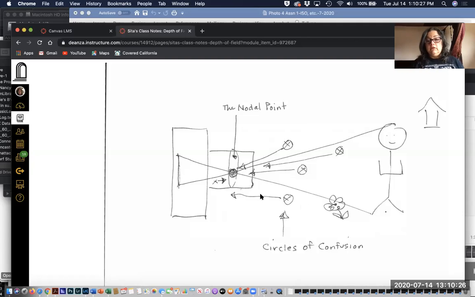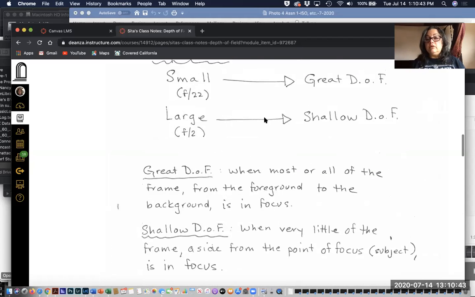You do not have to memorize this part, but what you do need to know is that the size of the aperture affects the depth of field, affects how much of the frame will be in focus from the foreground to the background. You need to know that a small aperture will give you greater depth of field, and a large aperture will give you shallow depth of field.